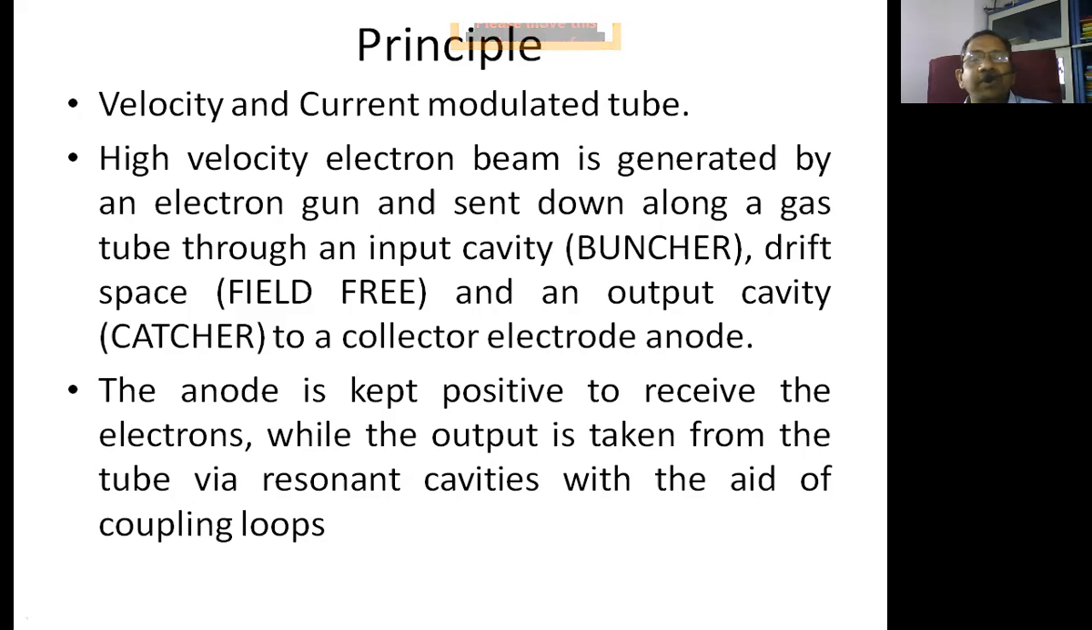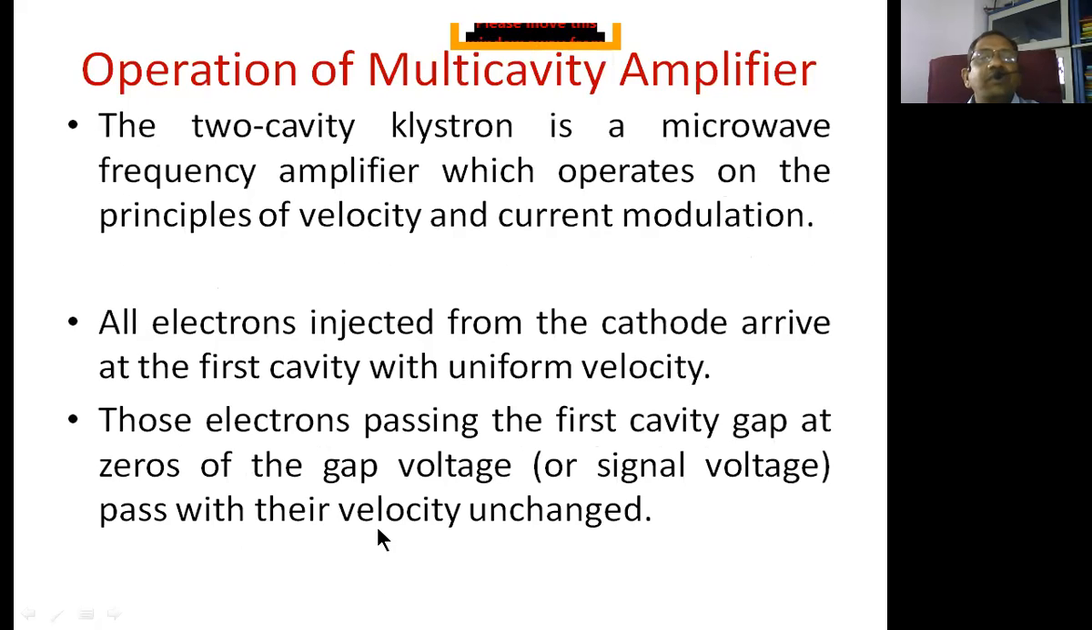While the output is taken from the tube via the resonant cavities with the aid of coupling loops, using coupling loops we normally collect the output in a systematic manner. While we collect the output, there should not be any loss in the signal power. Like that, the coupling has to be perfectly aligned. Coupling has to be there compulsorily. Okay. So next, let us look into the basic operation of this multi-cavity amplifier.